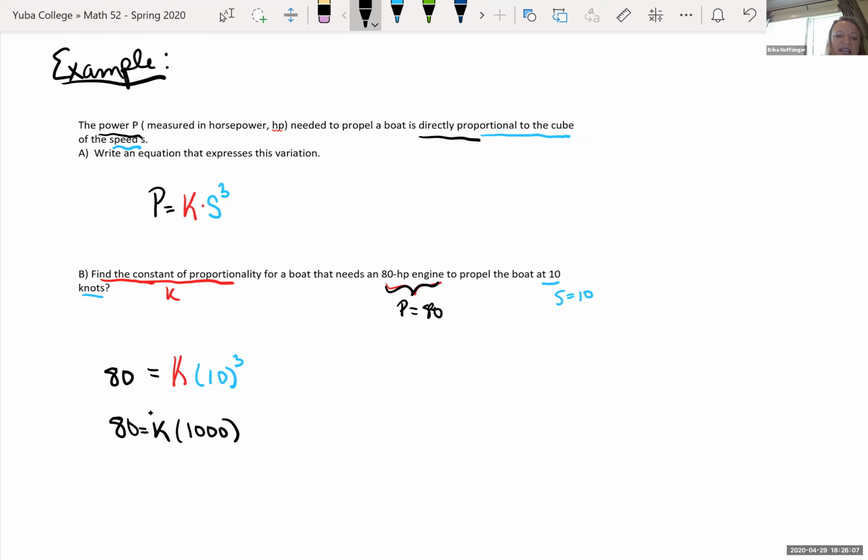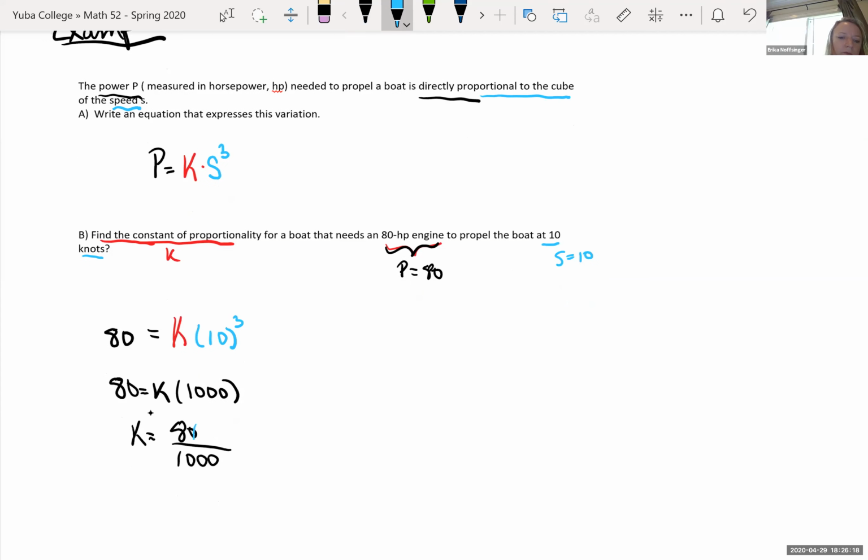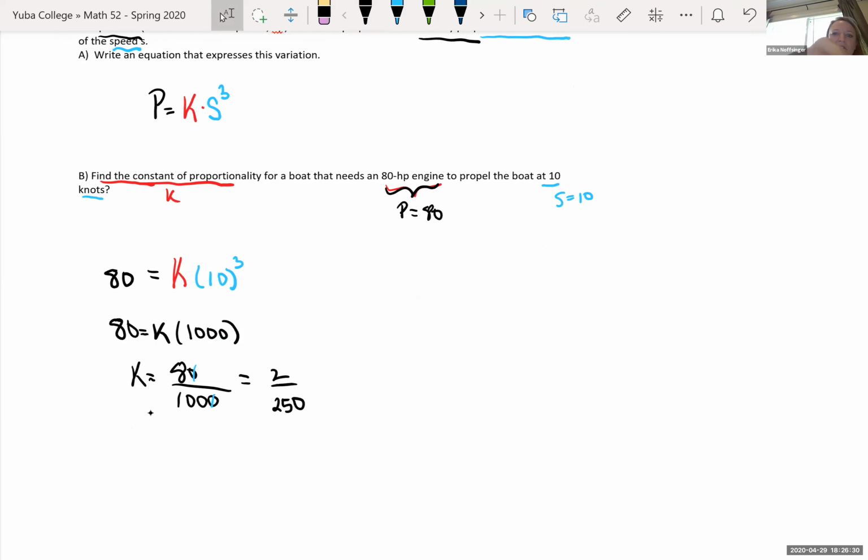So we can divide both sides by 1,000 to get K by itself. So 80 over 1,000, well, 10 goes into both of them. I know 4 goes into both of them. 4 goes in there twice, and 250. So I get my K value is equal to 250.